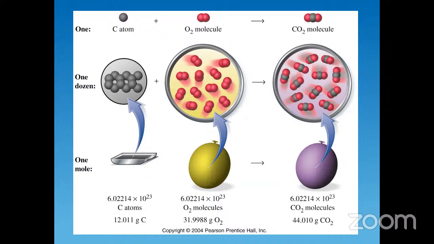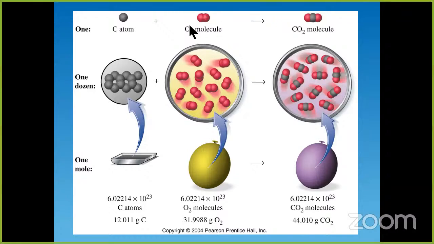Now, if we were to increase the number of atoms here for carbon to 12, that means correspondingly, we have to increase the number of oxygen molecules to 12 as well. And we have to do the same thing for the carbon dioxide, right? And again, it's going to be a one-to-one ratio between these different molecules and atoms. So if you were to suddenly increase from 1 dozen to Avogadro's number, then you'd have to do the same for the oxygen and the same for the carbon dioxide. All right. And of course, that would represent 1 mole of each.